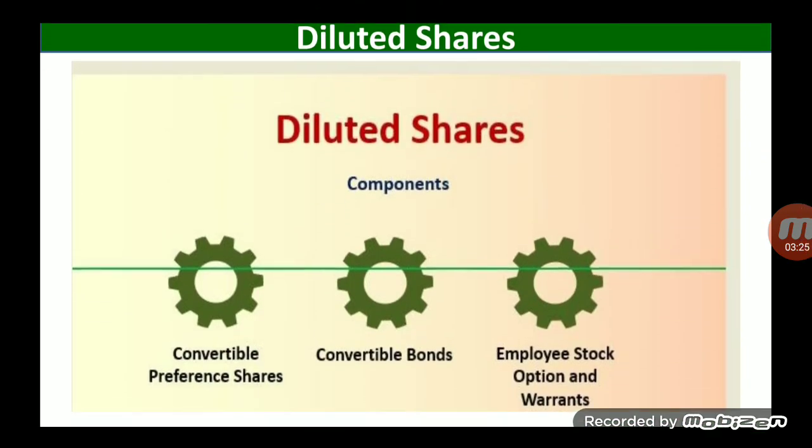What are diluted shares? If we convert preference shares into common shares, convertible bonds into common shares, employee stock options and warrants into general equity shares, then it is called diluted shares.